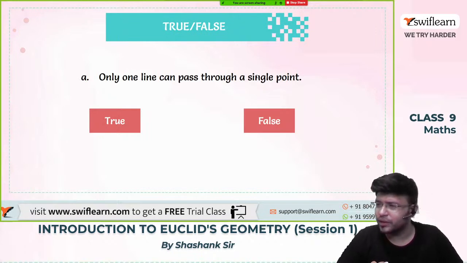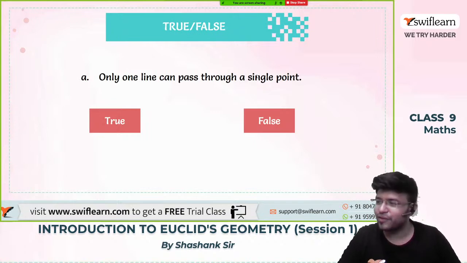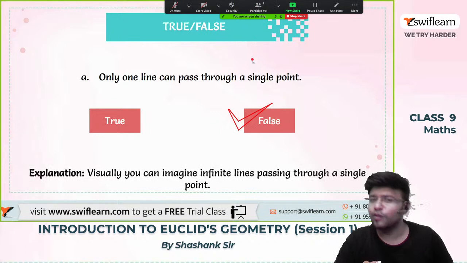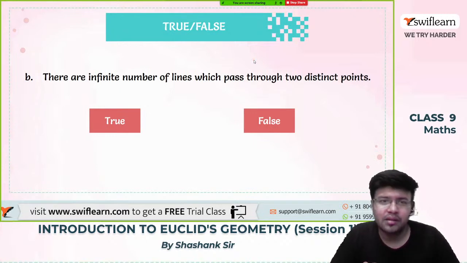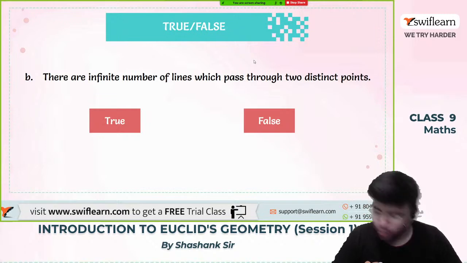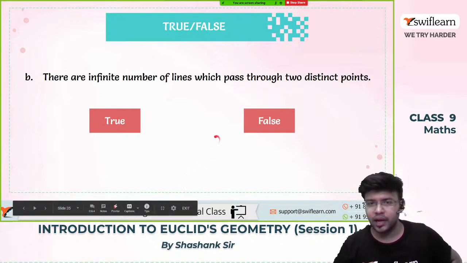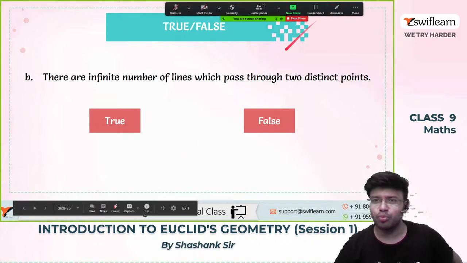The answer for this is false. We can have infinitely many lines passing through a single point. Yes, Sudhir, congratulations, you have answered it right. Very good. False is the right answer. Next question, everyone. There are infinite number of lines passing through two distinct points. दो पॉइंट्स है. There is a point P, there is a point Q.